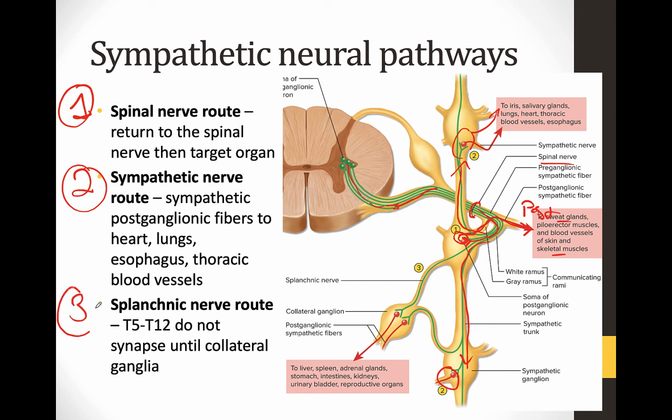And then the third route is the splanchnic nerve root, and these are going to start in the same place, come on out, and come through the spinal nerve, and then they don't stop or change direction in the sympathetic chain ganglion. They're going to just continue out. The reason they're called splanchnic is because they're going to use a splanchnic nerve to continue out to one of these collateral ganglion, whether that's in the solar plexus or the adrenal medulla.